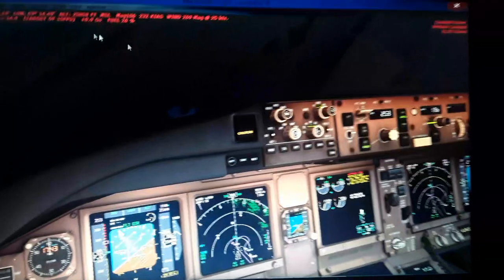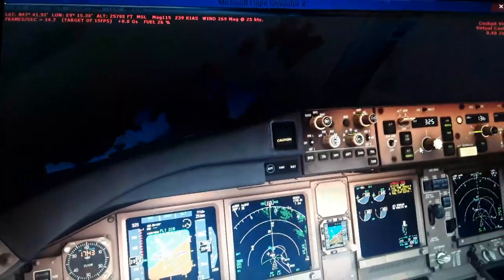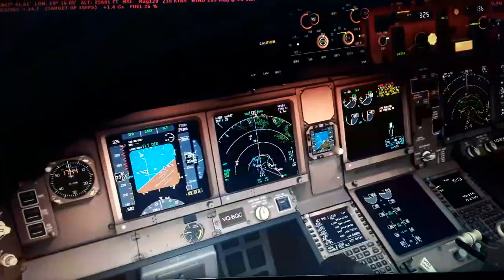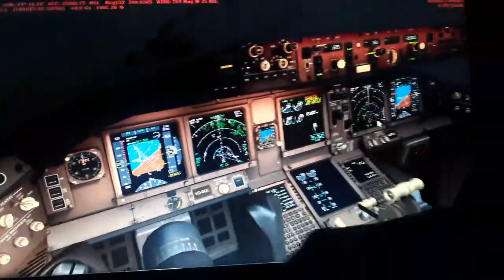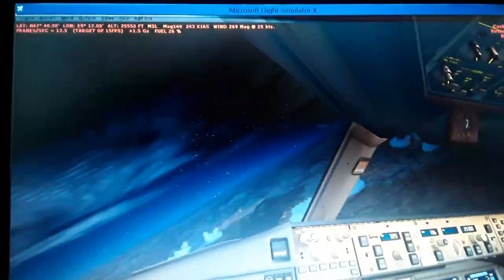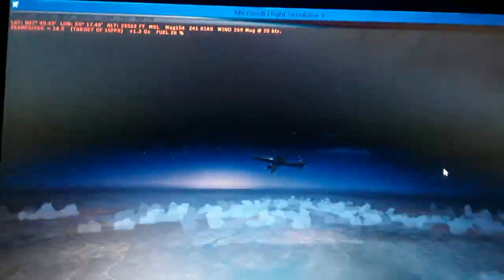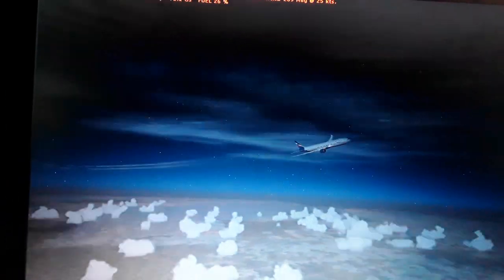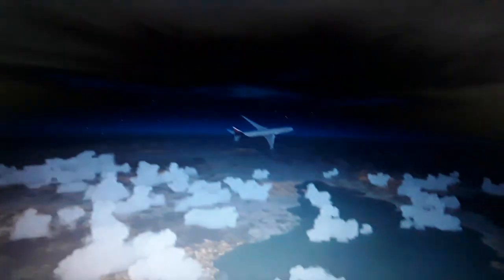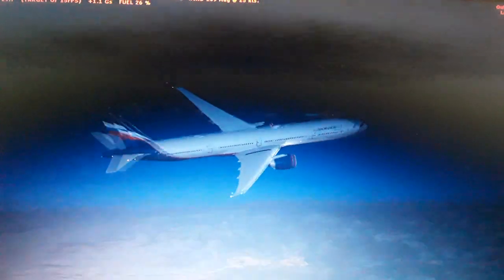I also need to increase the airspeed. And now we track the flaps solution to increase the airspeed. So you can see we're cruising here 35,300 feet, and we cruise with 900 kilometers an hour right now. The Boeing 777, this beautiful airliner.